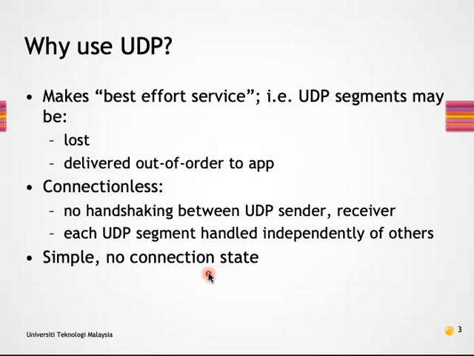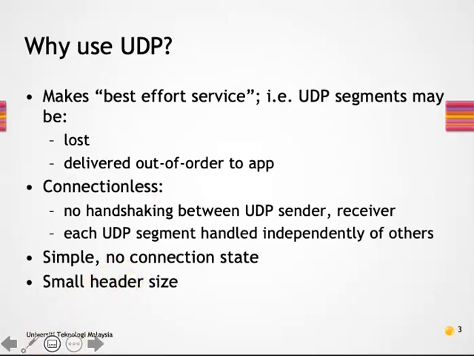UDP is also simple because there is no connection state that needs to be maintained by the protocol, unlike TCP, which needs to maintain connection state such as receive and send buffers, congestion control parameters, and sequence and acknowledgement number parameters. UDP, on the other hand, does not maintain any of these states and does not track any of these parameters. So for this reason, for example, a server devoted to a particular application can support more active clients when the application runs over UDP rather than TCP.